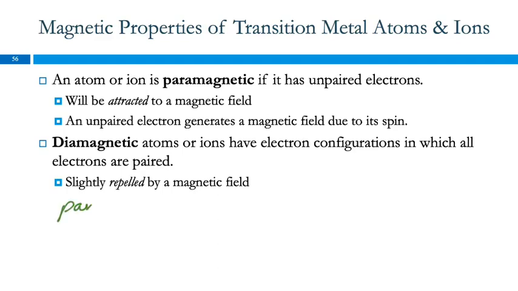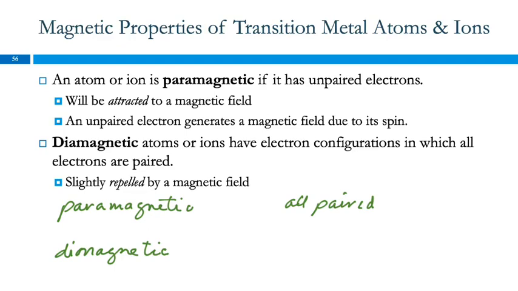Okay, so we got paramagnetic, and we have diamagnetic. We have all paired and some unpaired. And we have to remember the correlation between these two things. My brain sees para and thinks pair, P-A-I-R. But that's not how it's spelled, and that's not what it means.